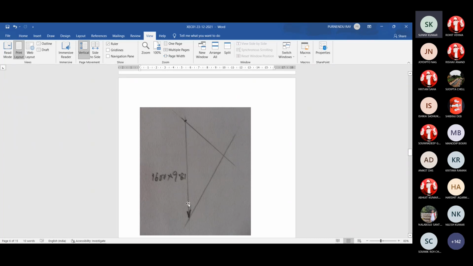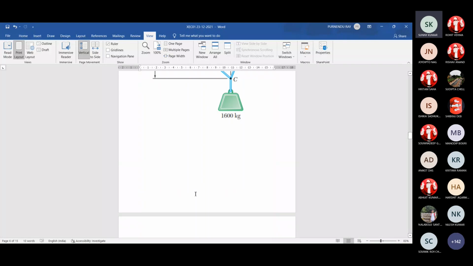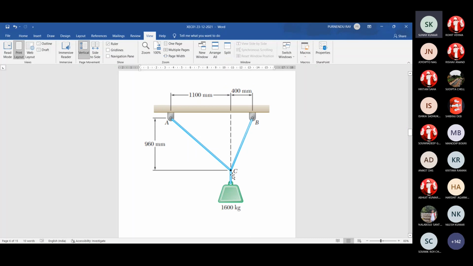Now this is the starting vector 16 kilonewton. Then from this point we move to this location along this angle theta 1, and definitely it will be the force in that member BC, and represented by the capital S with subscript CB. Now BC and CB, they definitely are the same member, but as we are talking about this joint or this particular location, so from this point we start naming the members CB, and this is CA.